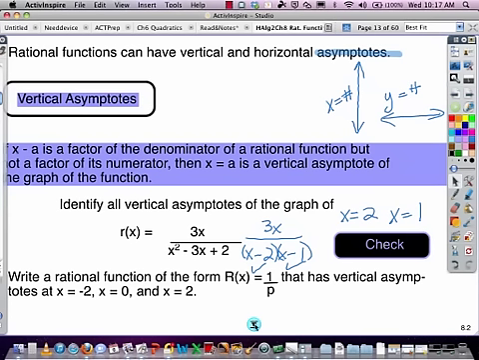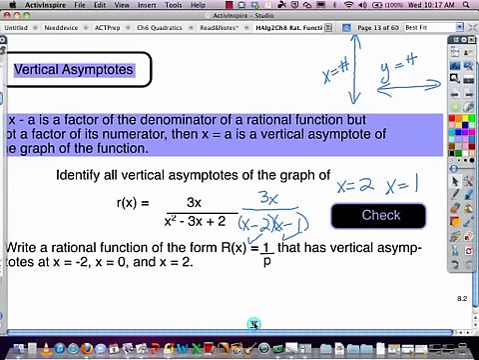Next, it says write a rational function of the form r of x equals 1 over p. So we know we need a numerator of 1 that has the vertical asymptotes of -2, 0, and 2. So there's a little variety you can do, but not a ton because of what we were given here. So let's go with the general statement r of x has to equal 1 over. Now they gave us the numerator, so none of these are going to be factors, so we can immediately go to writing their zero statements, their factors.